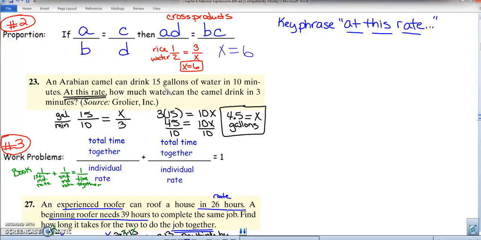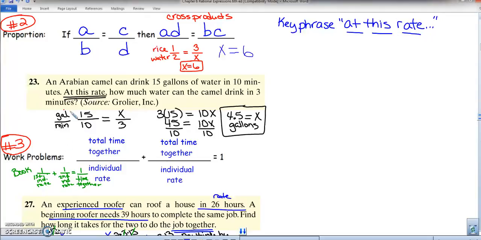All right, our first problem, if you take a look at it, we're talking about a camel that can drink 15 gallons of water in 10 minutes. That is the first rate that they give us. So notice here 15 to 10, gallons to minutes. At this rate, how much water can the camel drink in 3 minutes? So notice the 3 represents minutes, so I put it in the same location that minutes was in the first ratio. What we're looking for is how many gallons of water the camel can drink. So x to 3 is equivalent to the 15 to 10.